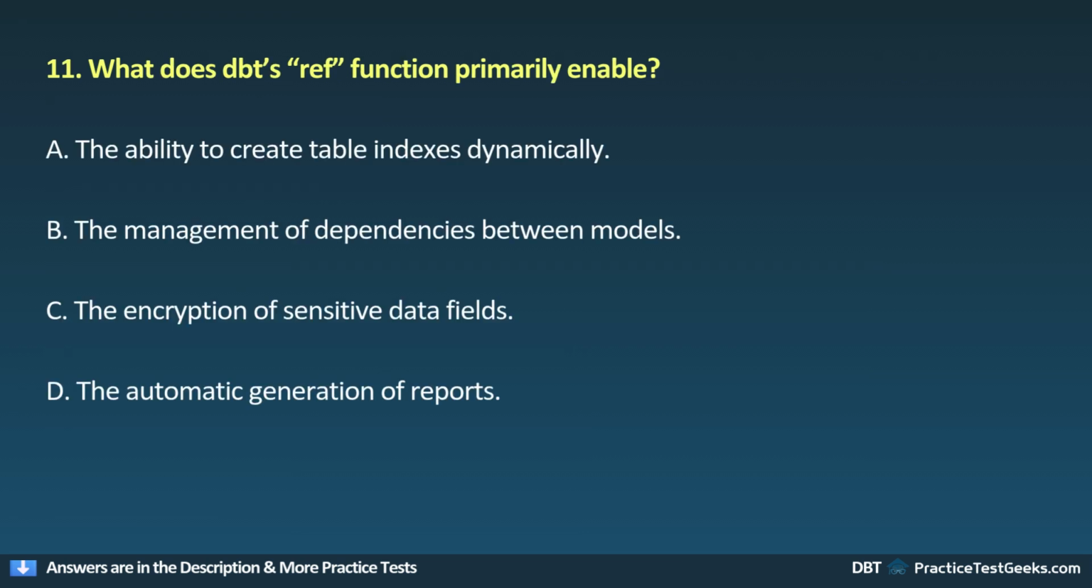11. What does DBT's ref function primarily enable? A. The ability to create table indexes dynamically. B. The management of dependencies between models. C. The encryption of sensitive data fields. D. The automatic generation of reports.